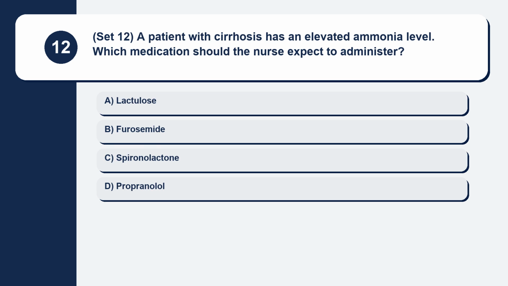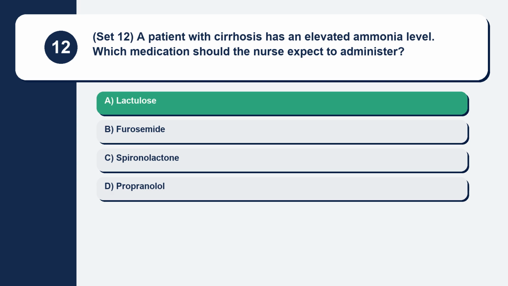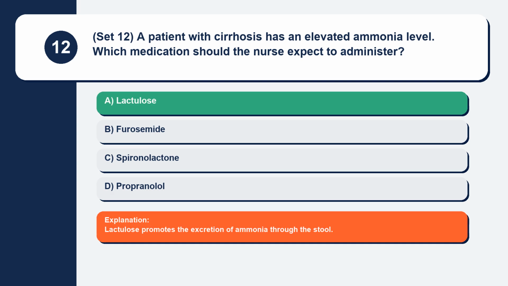Question 12. Set 12. A patient with cirrhosis has an elevated ammonia level. Which medication should the nurse expect to administer? Lactulose, furosemide, spironolactone, propranolol. Lactulose promotes the excretion of ammonia through the stool.